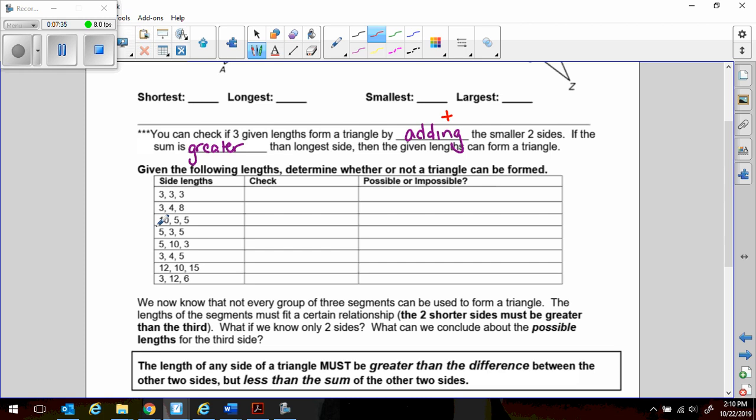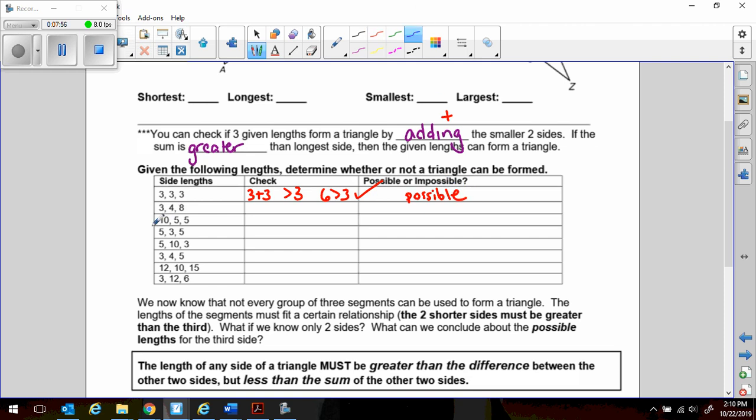So let's try this. These are all 3 equal, so we just have to add up 2 of them. 3 plus 3. Is that greater than the third side, which is 3? Yes, 3 plus 3 is 6. 6 is greater than 3. Good, that's a check. It is possible.